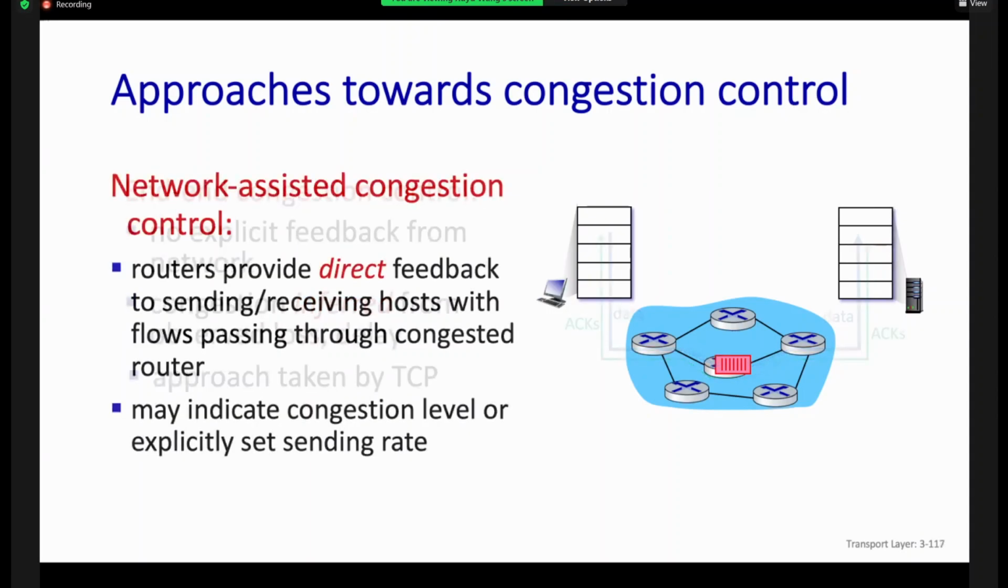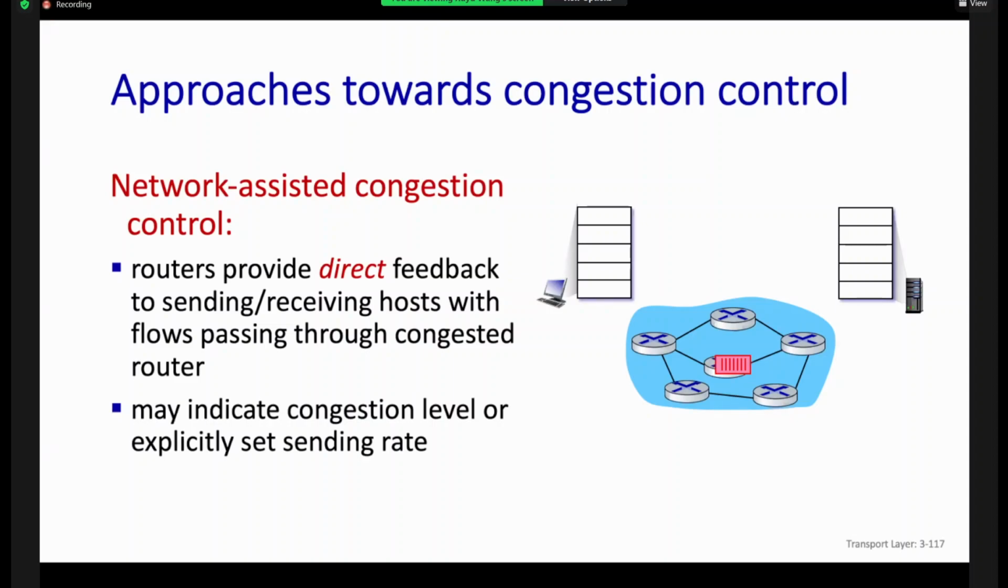That is the first one, and the second one is network-assisted congestion control. In this solution, if you check the TCP format, there are some values like ECN and ECE. In this case the router provides direct feedback to the sender. For example, if this router is congested, it can update that value to let the receiver know, and the receiver also updates some flag value to give feedback to the sender.